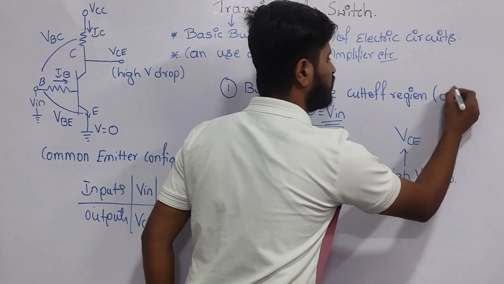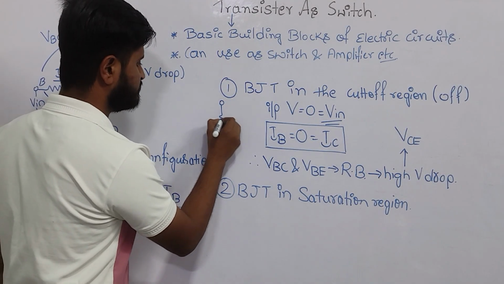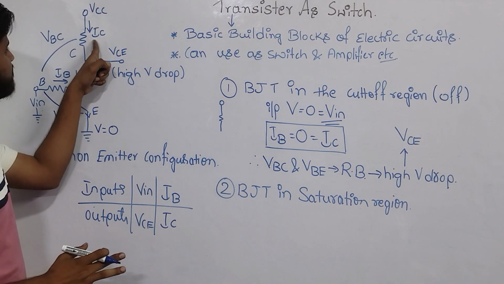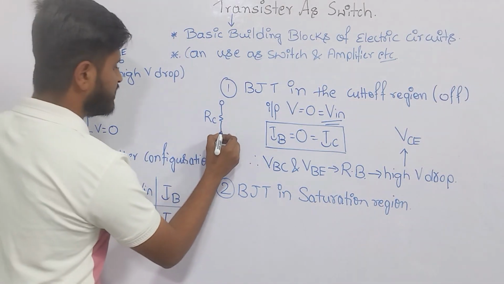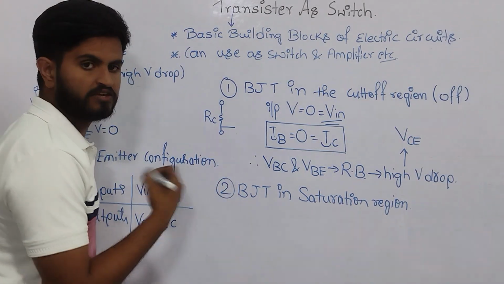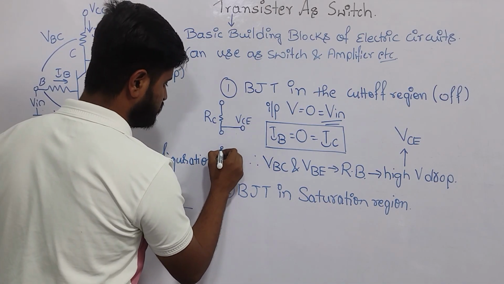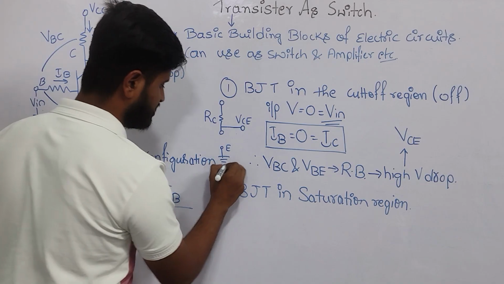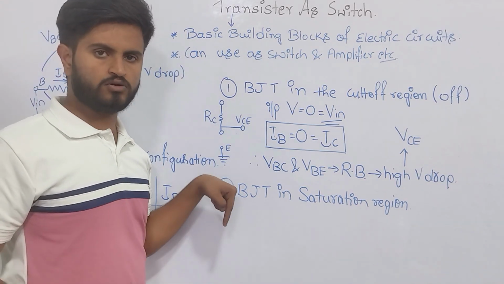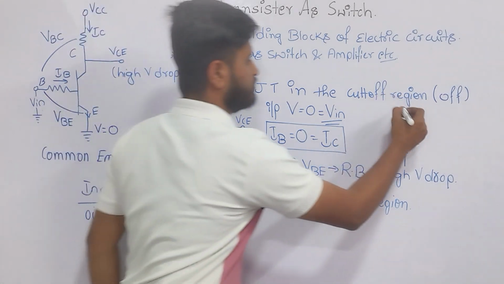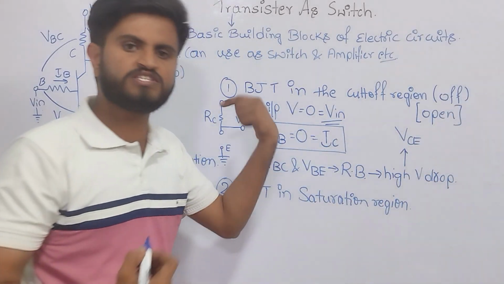Switch will be off. So if you want to draw the circuit, this is my resistance at the collector, you can call it RC. Next, here my switch will be open. This is my output VCE and there will be no connection with the emitter, which will be grounded. Since it is open, there will be no flowing of current, so my switch will be off.